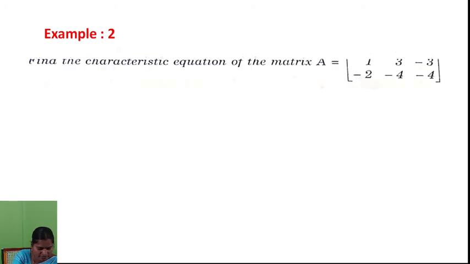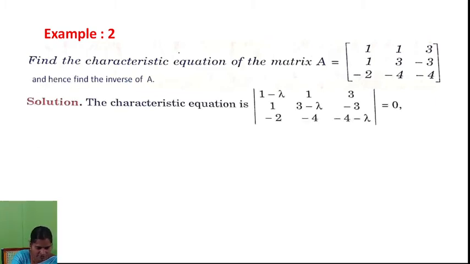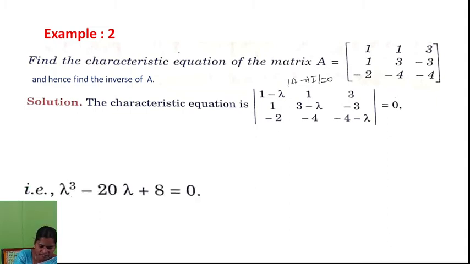Next problem, let's come to the 3 by 3 matrix. Find the characteristic equation for the matrix A equal to this. Then from that we have to find the inverse of A. The characteristic equation of this matrix is determinant of A minus lambda I equal to 0. If we simplify this determinant, we will get the result.